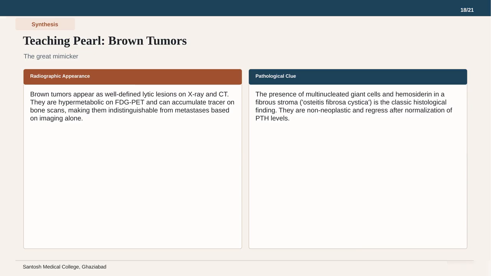On the right, we see the pathological clues that help differentiate them. The presence of multinucleated giant cells and hemosiderin in a fibrous stroma is the classic histological finding associated with osteitis fibrosa cystica. It is crucial to remember that these are non-neoplastic lesions and will typically regress once parathyroid hormone levels are normalized. This highlights the importance of not rushing to a diagnosis of terminal cancer without a full biochemical workup. Next, we will take a closer look at the metabolic storm that often follows the treatment of such severe cases.